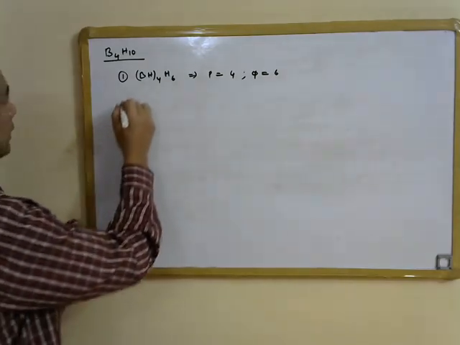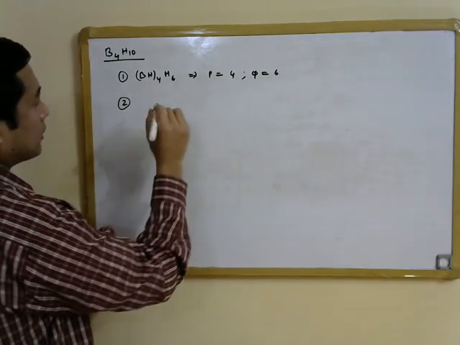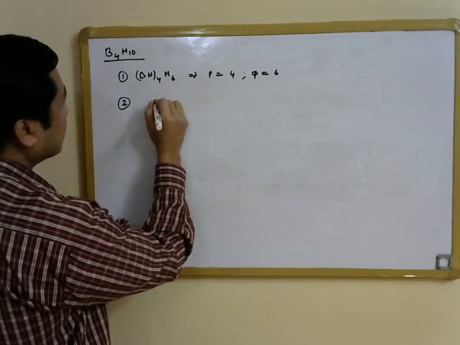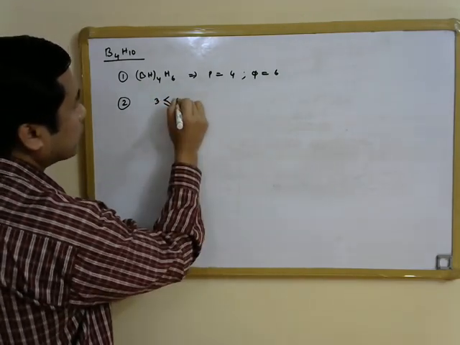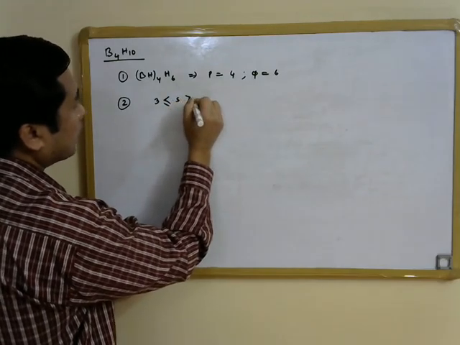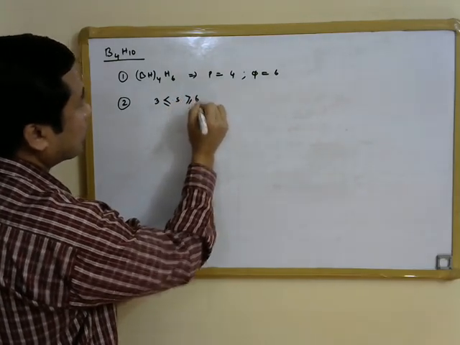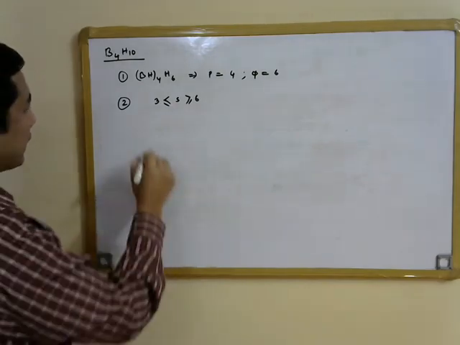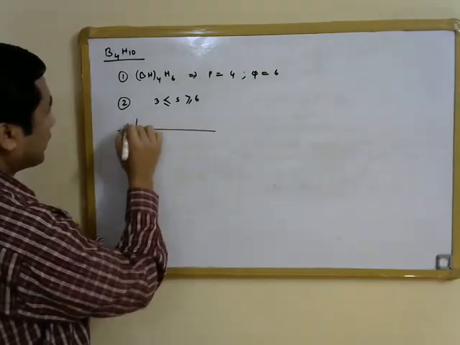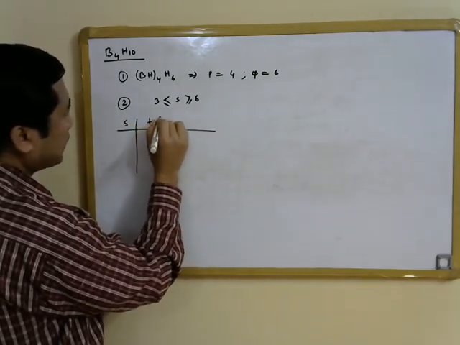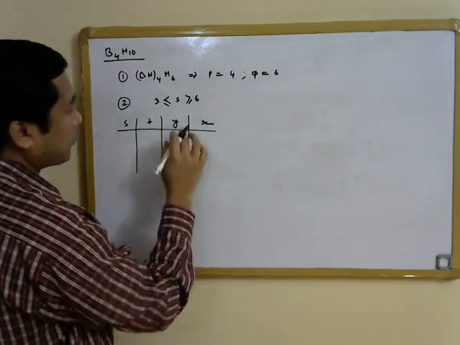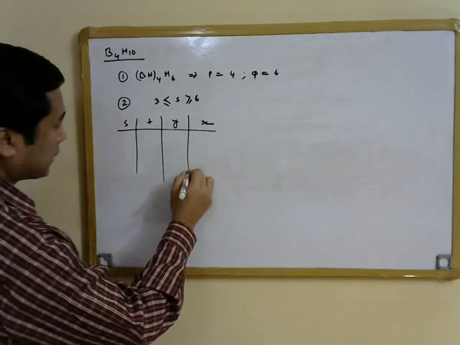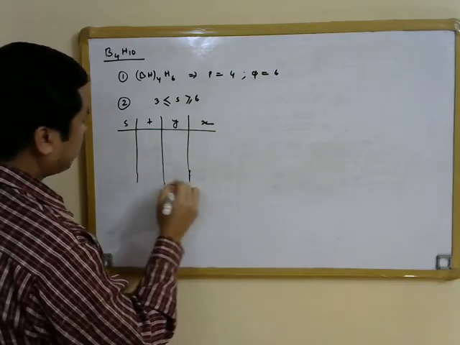And again, what we can write is that the value of S has to be greater than or equal to 3 and smaller than or equal to 6. And again, let us list different values of S and then find out the corresponding values of T, Y and X from these values of S.